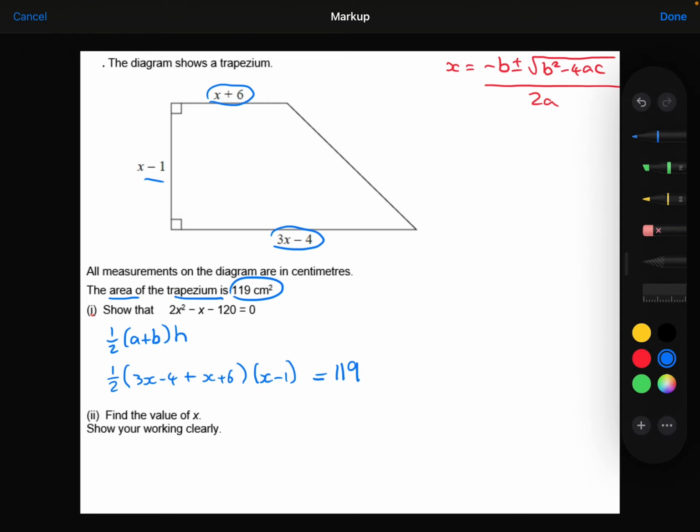Now I want to simplify this equation a little bit. So on the inside of the brackets here, I've got the 3x plus x, which is 4x. And I've also got the minus 4 plus 6, which is 2. Next step, I've got half of the 4x minus 2. So half of the 4x is 2x. Half of the 2 is 1.